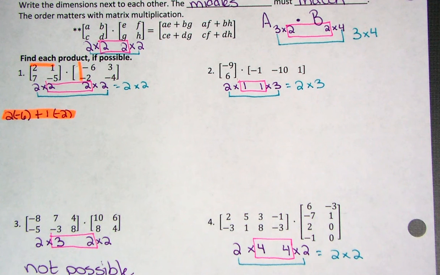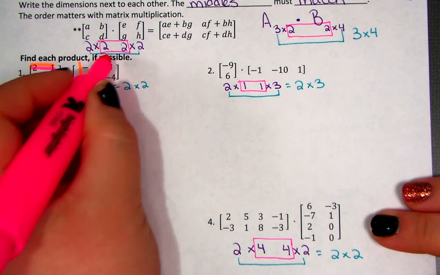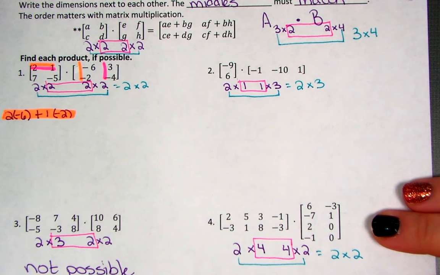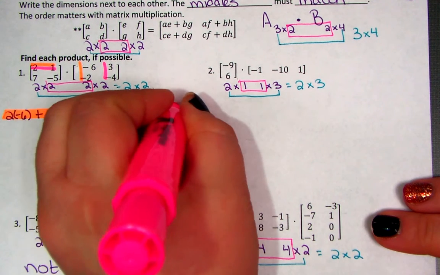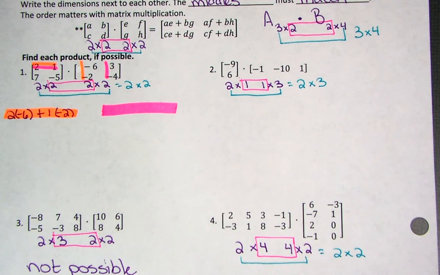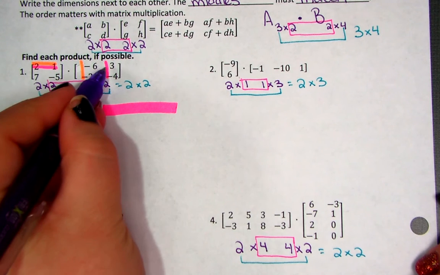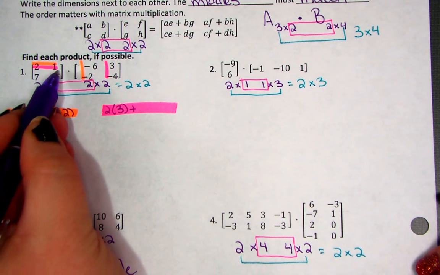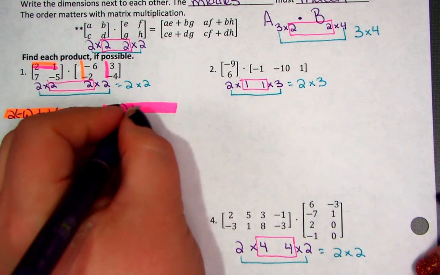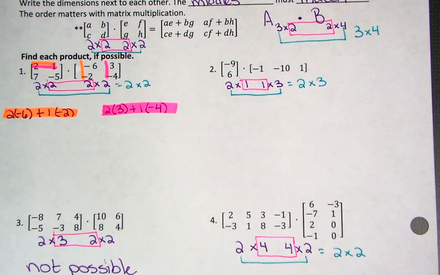To get the next one, we'll need to take the first row and multiply it by the second column. So our answer will be in the first row, second column. And we'll take 2 times 3 plus 1 times negative 4.